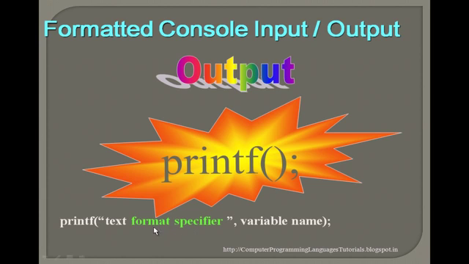For that purpose, you have a format specifier. If you have a number of variables, then you have a number of format specifiers. If you have two variables, number one and number two, then you have to write the format specifier two times. And this function prints values by using the given sequence.